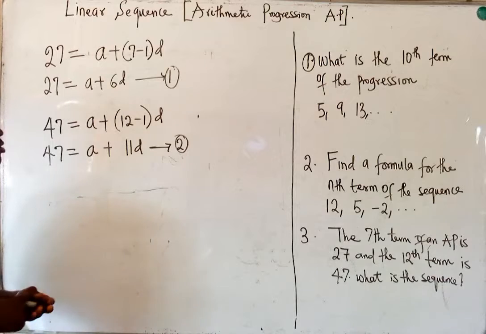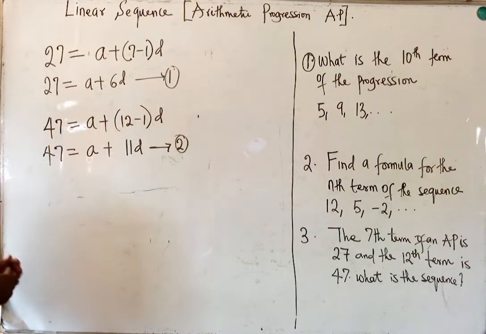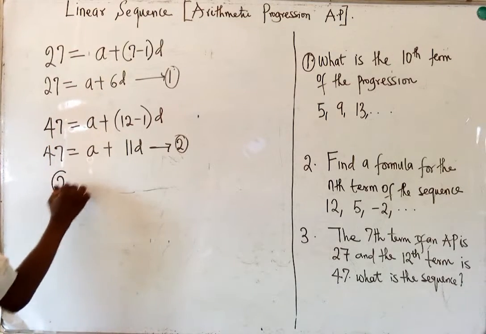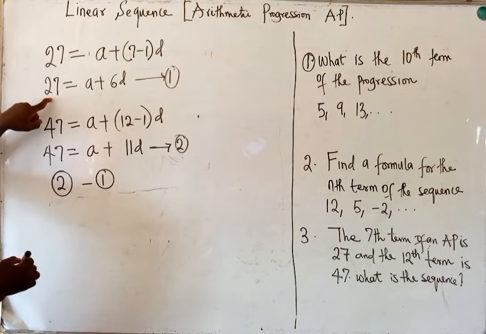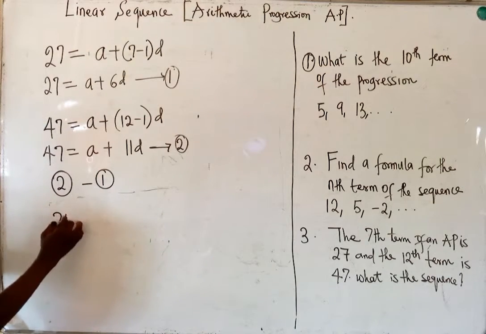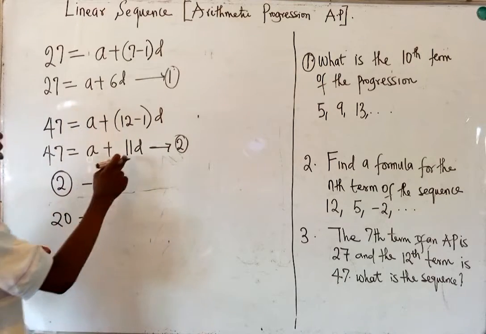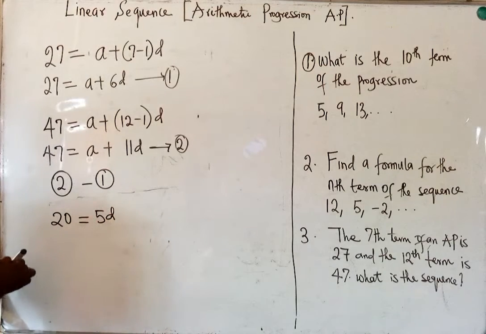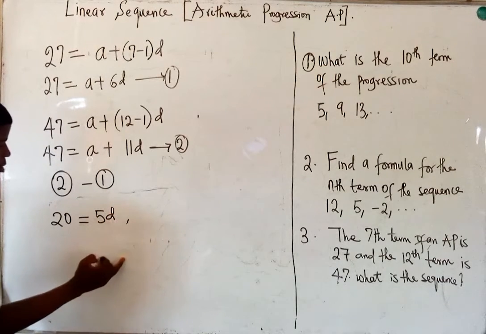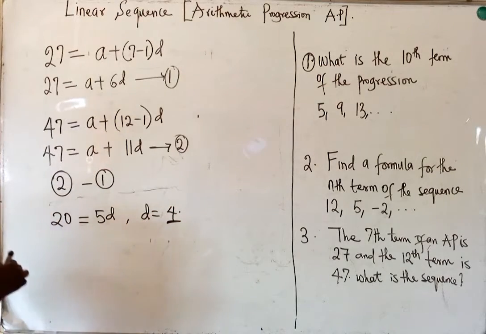I have simultaneous equations, so I'm going to solve them simultaneously. If I subtract equation 1 from 2, A will disappear. So I'll say equation 2 minus equation 1. So 47 minus 27, what would that give me? 20. A minus A cancels out. 11D minus 6D is 5D. So 20 equal to 5D. Dividing both sides by 5, D is equal to 4.